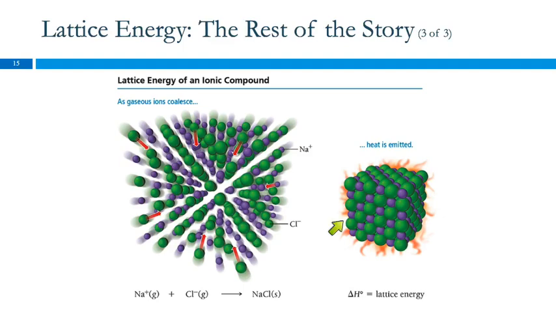It arranges itself this way because this is maximizing the attraction between negative and positive ions, minimizing the repulsion between positives and between negatives. And when it comes together like this, it's a lower energy state. And so if it's lowered in energy, the energy that it had when it was in the higher energy state has to go somewhere. And that's what gets released as heat into the surroundings. So that's what lattice energy is. Any questions?